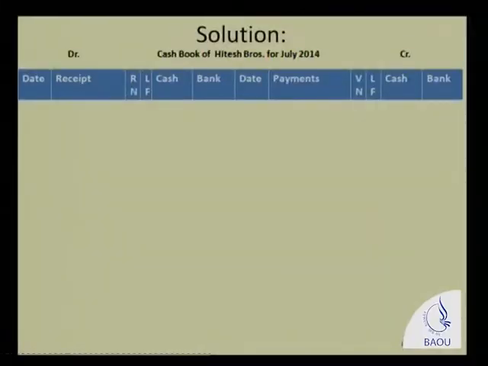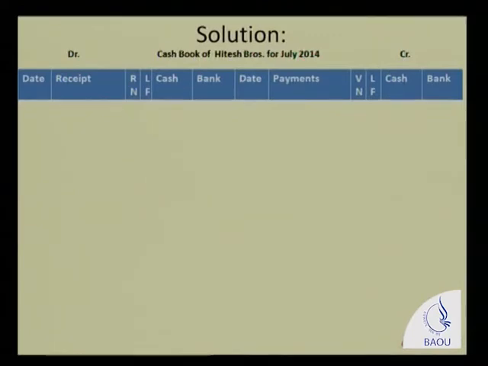Now see here, from these transactions we are preparing a cash and bank two-column cash book for Hitesh Brothers. This is the format where we are preparing a cash book. As you can see, on both sides we have two columns, cash and bank, and on the payment side also we have cash and bank. Date, receipts, RN and LF remain the same. Date, payments, VN and LF also remain the same.